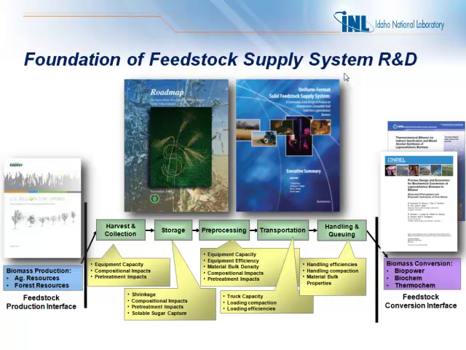We have pre-processing, which changes the format and physical characteristics to improve handling and conversion efficiencies. And then we also have transportation and handling and queuing, which are kind of self-explanatory. You can see the feedstock supply system interfaces with production and conversion systems. And these are items that are researched at other DOE labs, and we work closely with them in order to assess how much biomass is available, where it's located, and how to better format the feedstock to improve conversion.